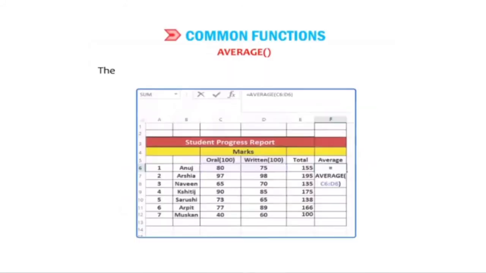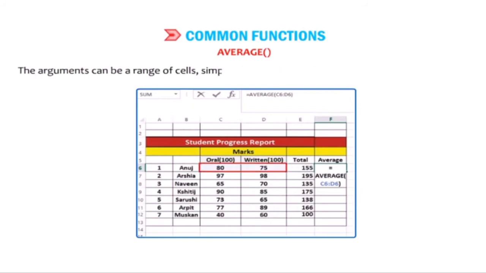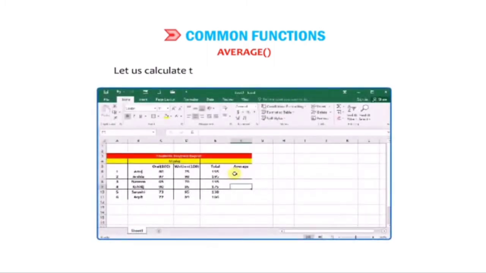Average. The AVERAGE function returns the average of range values. The arguments can be a range of cells, simply numbers, or numbers along with the cell references. Using the worksheet shown in the figure, let us calculate the average of marks obtained by Anuj.